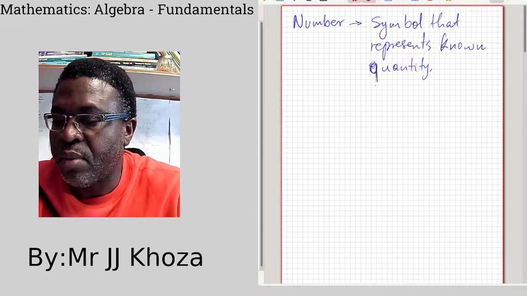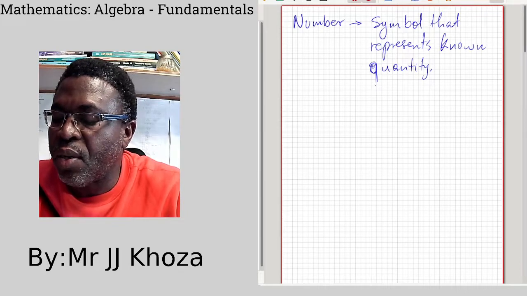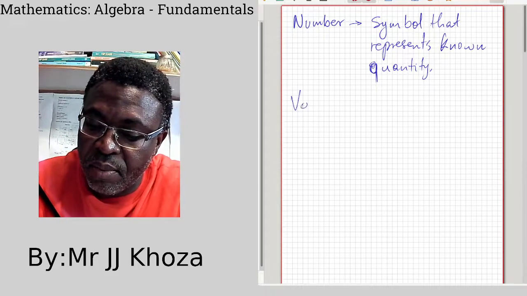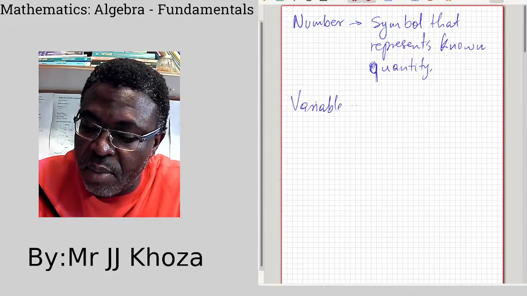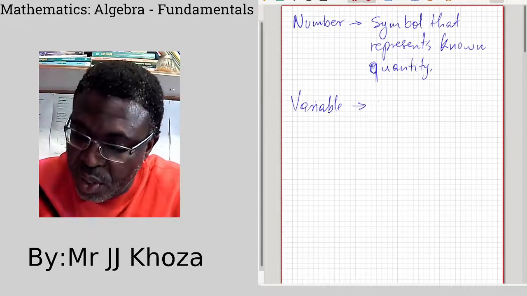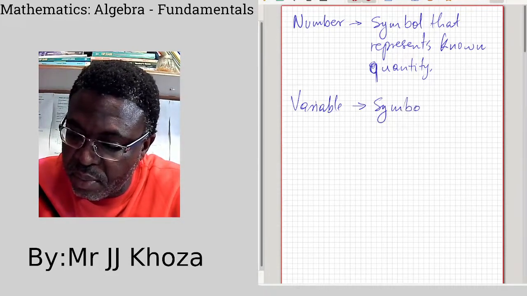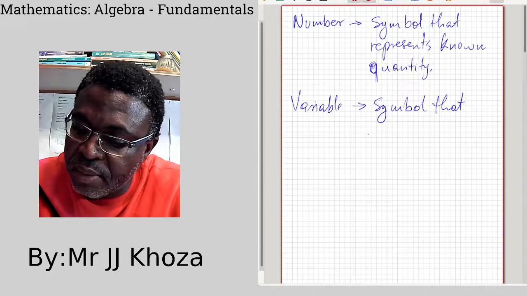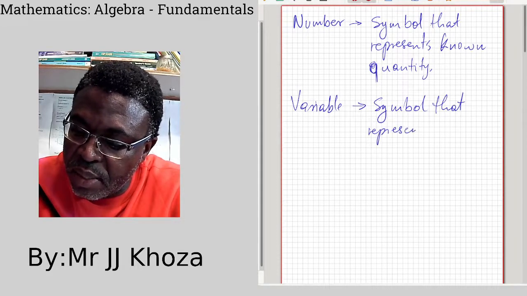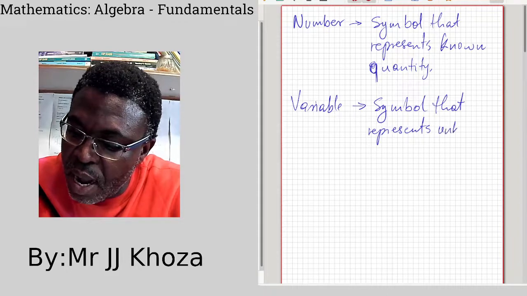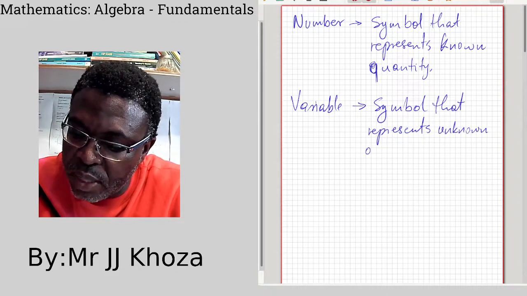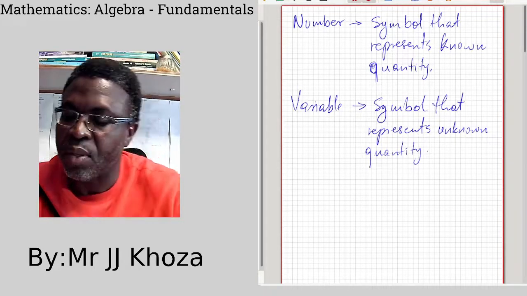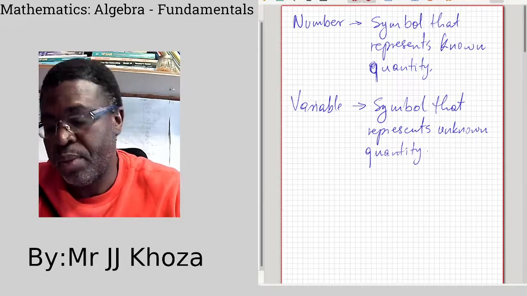Now that we're talking about numbers, let me also give you something relevant to this: a variable. A variable is also a symbol that represents an unknown quantity. Okay, this should be clear.